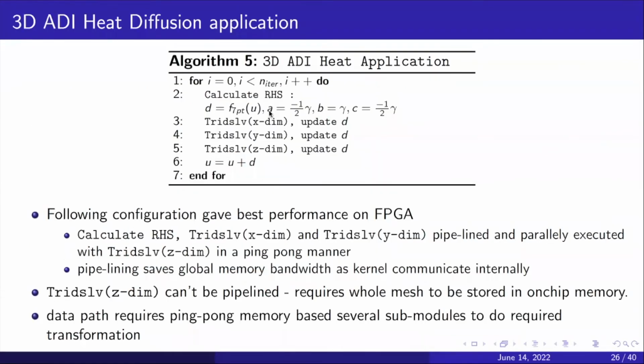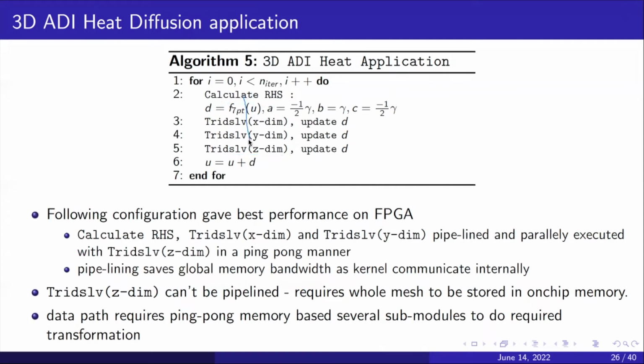Let's look at our first application, the 3D ADI heat diffusion application. It consists of 4 main steps in an iterative loop. The first step calculates the RHS mesh and coefficient meshes, and the other steps solve tridiagonal systems along different dimensions. On GPU, this accumulation step is fused with the tridsolver step, and on FPGA, this accumulation step is fused with the RHS calculation step. On FPGA, the first 3 steps can be pipelined and executed in parallel. The 4th step can't be pipelined because it would require the whole mesh to be stored in on-chip memory.